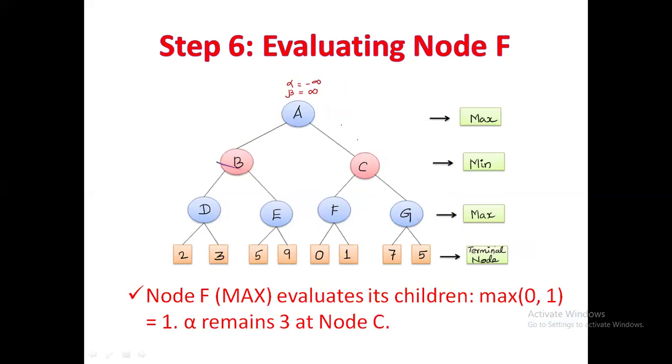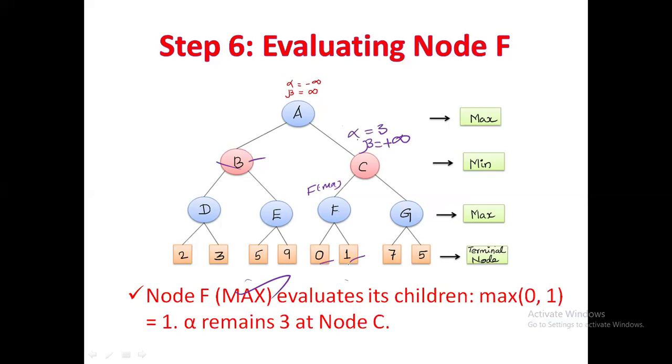So now we got the value at node C. For the minimum node, alpha is equal to 3, and what is the beta value? Beta is equal to plus infinity. The first child of C is node F. Here, what do we have to find out? F is a max node, so we have to find its value, which evaluates its two child values, 0 and 1. So what is the maximum value?